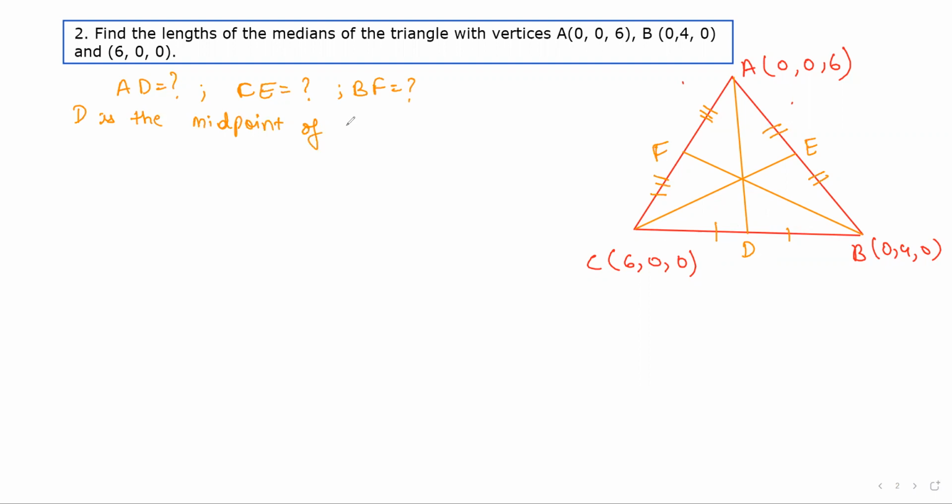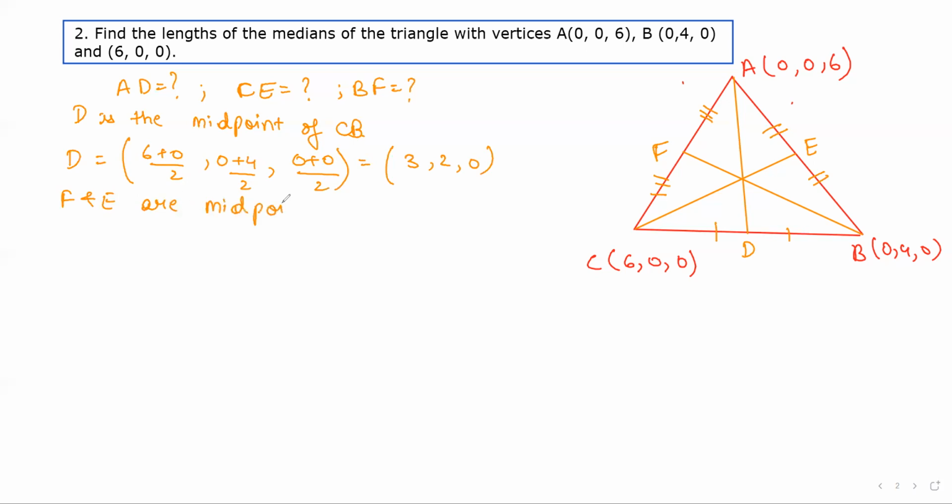Since this is true, point D will be equal to (6 plus 0) divided by 2, (0 plus 4) divided by 2, and (0 plus 0) divided by 2. This is using the midpoint theorem. You'll end up with (3, 2, 0). Next, similarly, F and E are midpoints of AC and AB respectively.